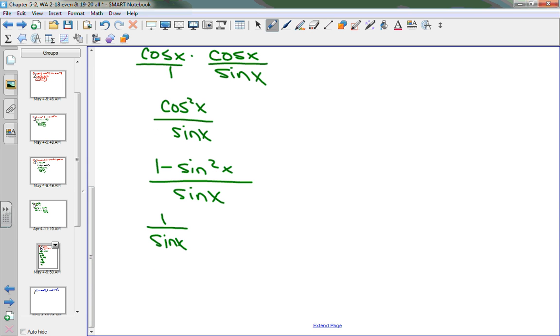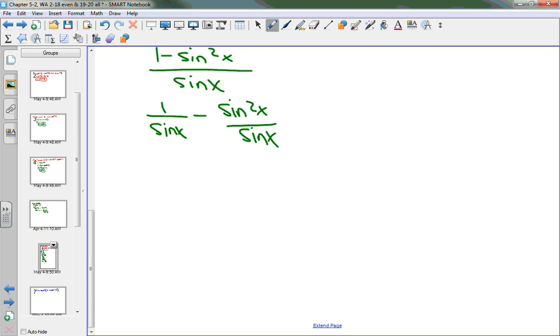1 over the sine of x minus sine squared of x over sine of x. What is 1 over sine of x? Cosecant. What happens to sine squared over sine? It's one problem's the way we take it. If the square root goes out, it's sine.